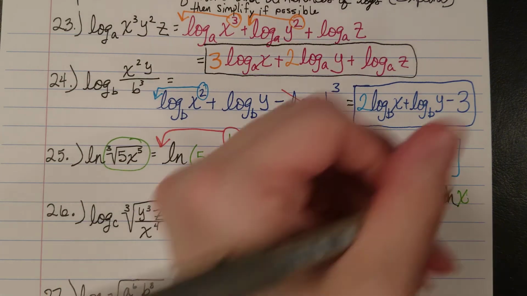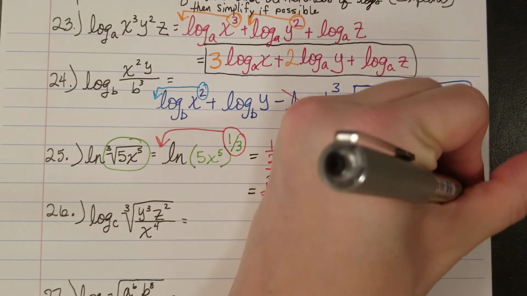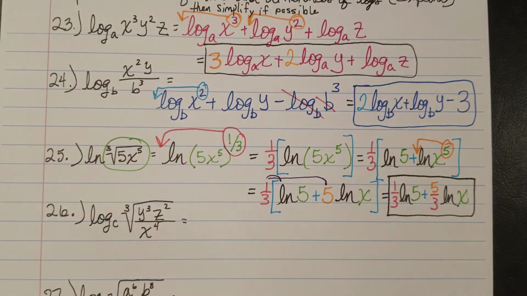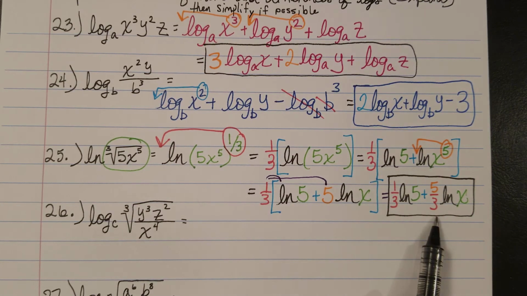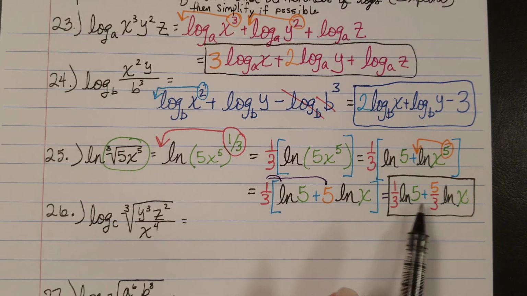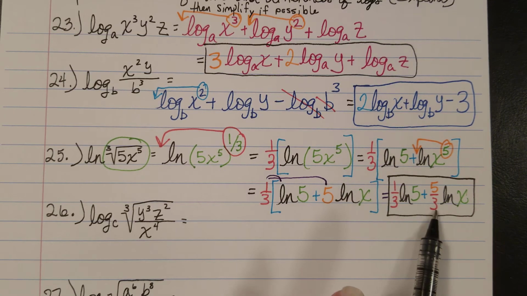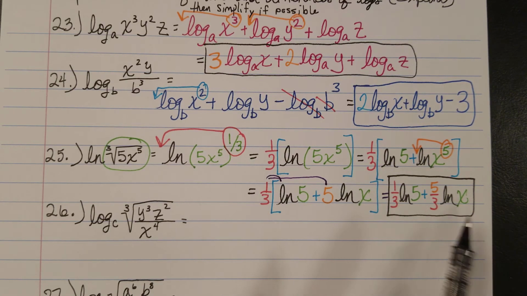And that is my final answer. So I've got 1/3 times the natural log of 5 plus 5/3 times the natural log of x. And make sure that you know you could never combine, you couldn't add 5 plus 5/3. Not that you would really want to anyway, but you couldn't because the 5 is the argument of the log and the 5/3 is a coefficient of another log.